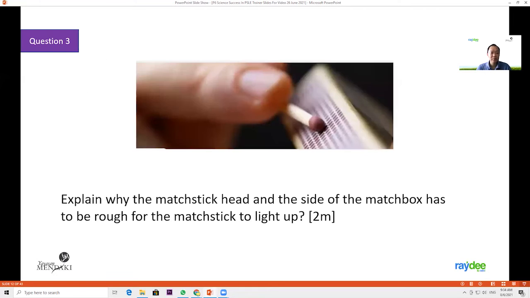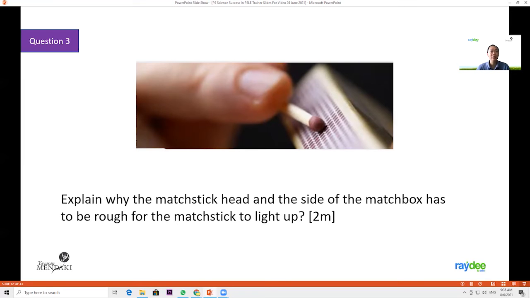Okay. Next one, so here's another one. Explain why the matchstick head and the side of the matchbox have to be rough for the matchstick to light up. Okay, very common sense questions, right? But students have difficulty phrasing them. So by now, this is question number 3. They should be slightly better if they have been practicing in school. Now they should get an idea.